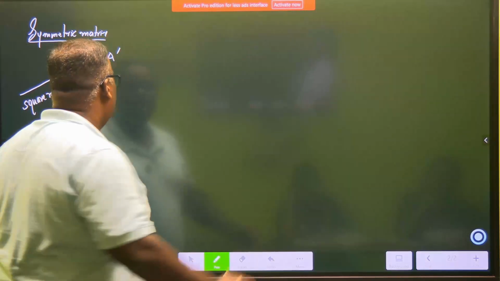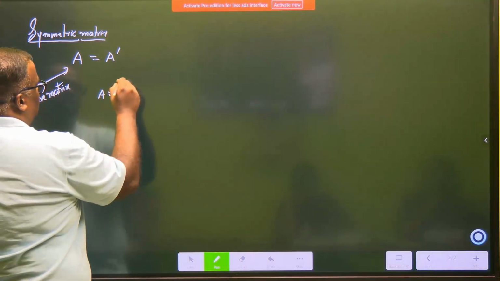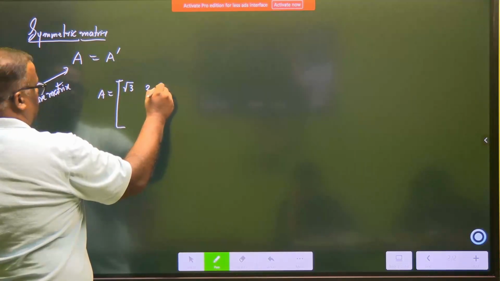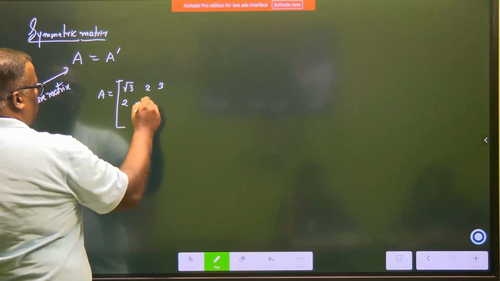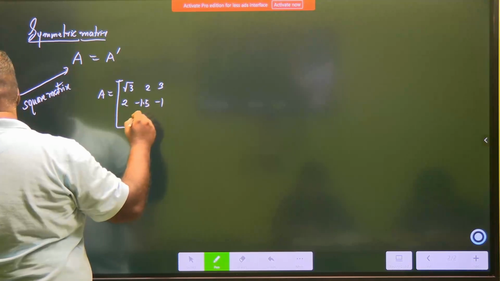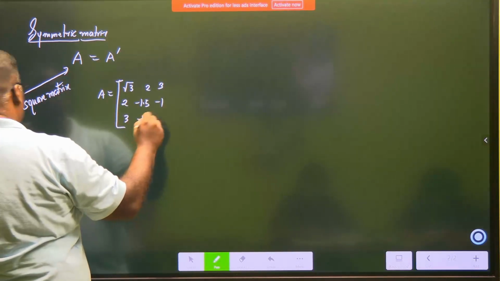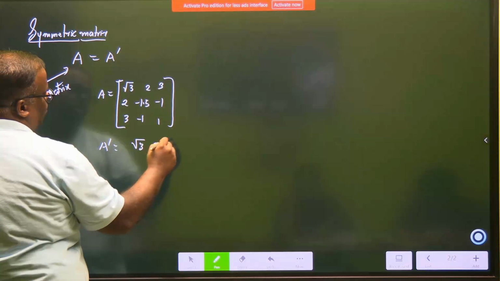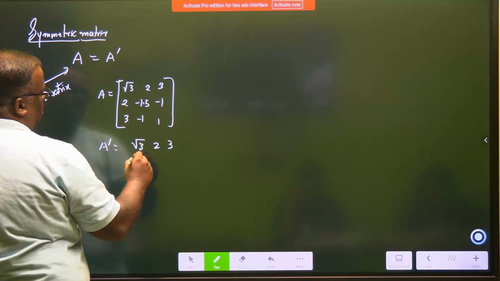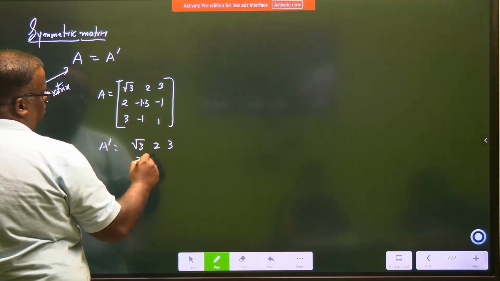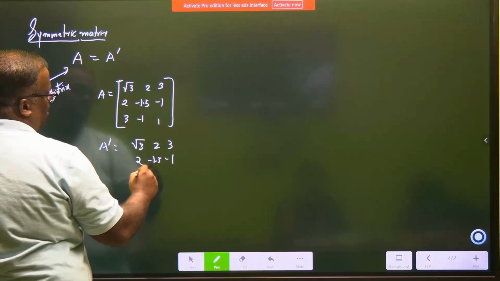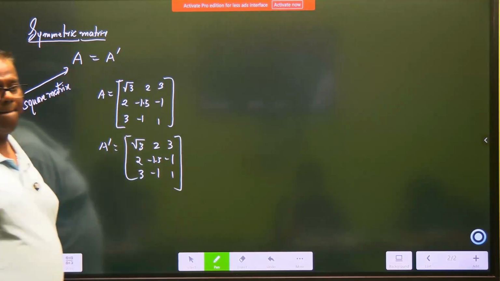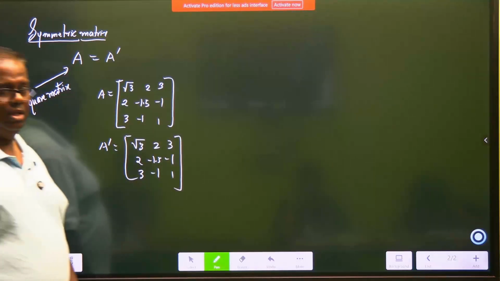So as an example, we will take the book example. I am writing this matrix. You just write the, what do you call, 2, negative 1.5, and then negative 1, 3. You try to write the transpose. A transpose becomes again root 3, 2, 3, then 2, negative 1.5, negative 1, and 3, negative 1, 1. So we still come to the same. This is called symmetric.